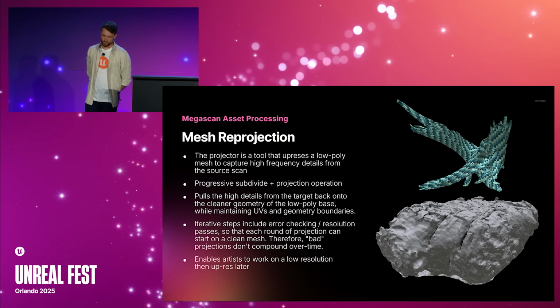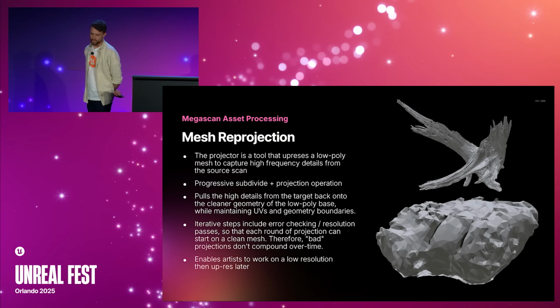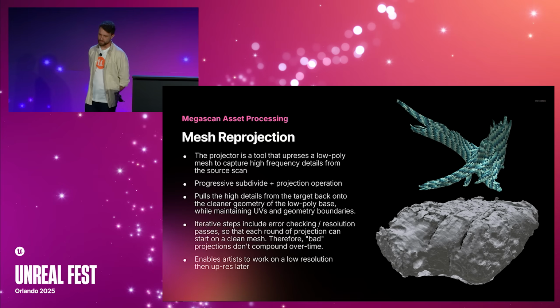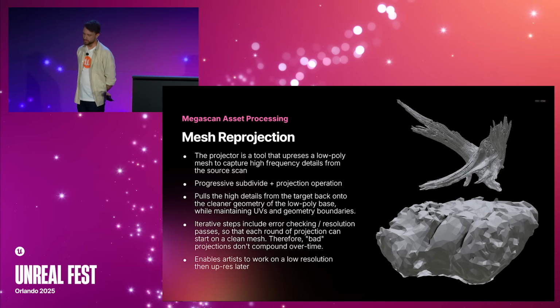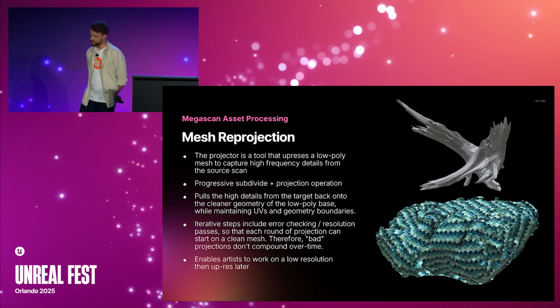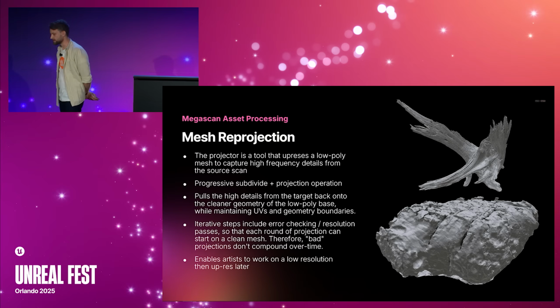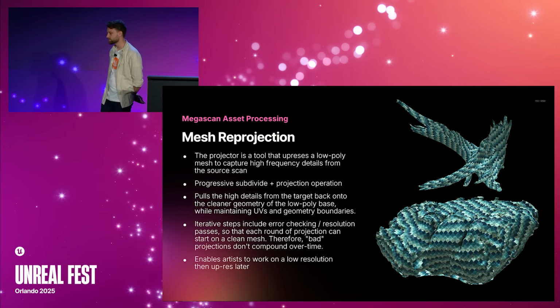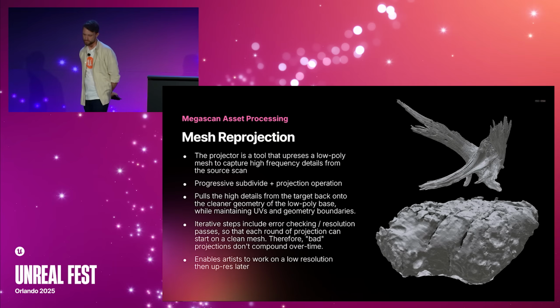So the project tool runs a progressive subdivide and projection operation. The tool is able to take a low poly mesh and iteratively subdivide and project against a much higher target mesh. So in these illustrations, you can see it looks like a poly reduction in reverse, but it's actually us projecting back all of the high quality details onto that base mesh.